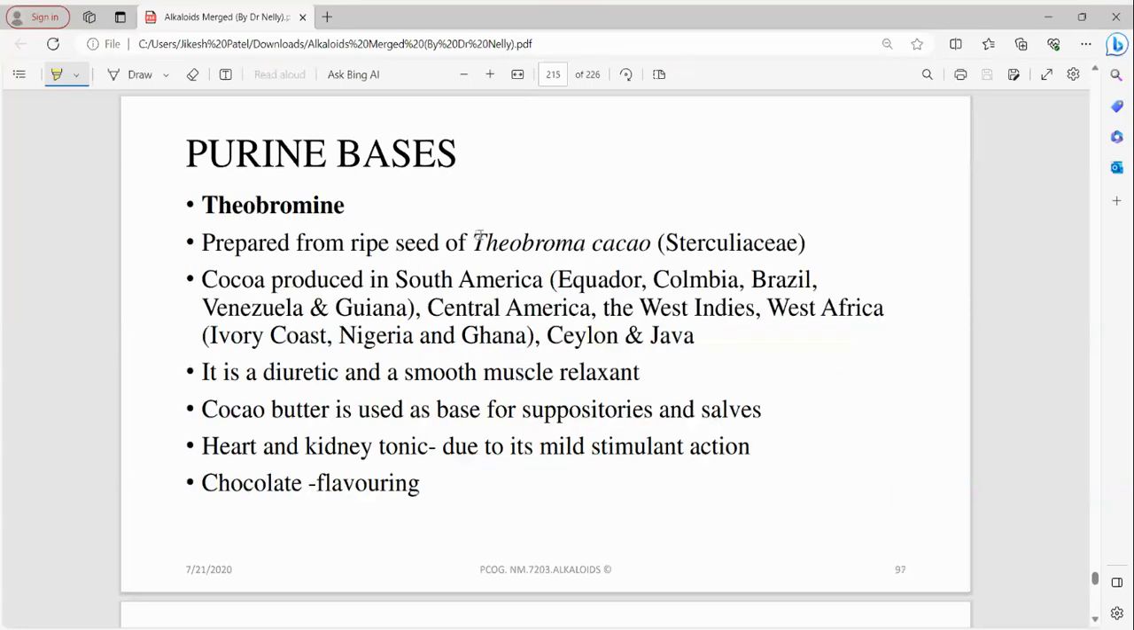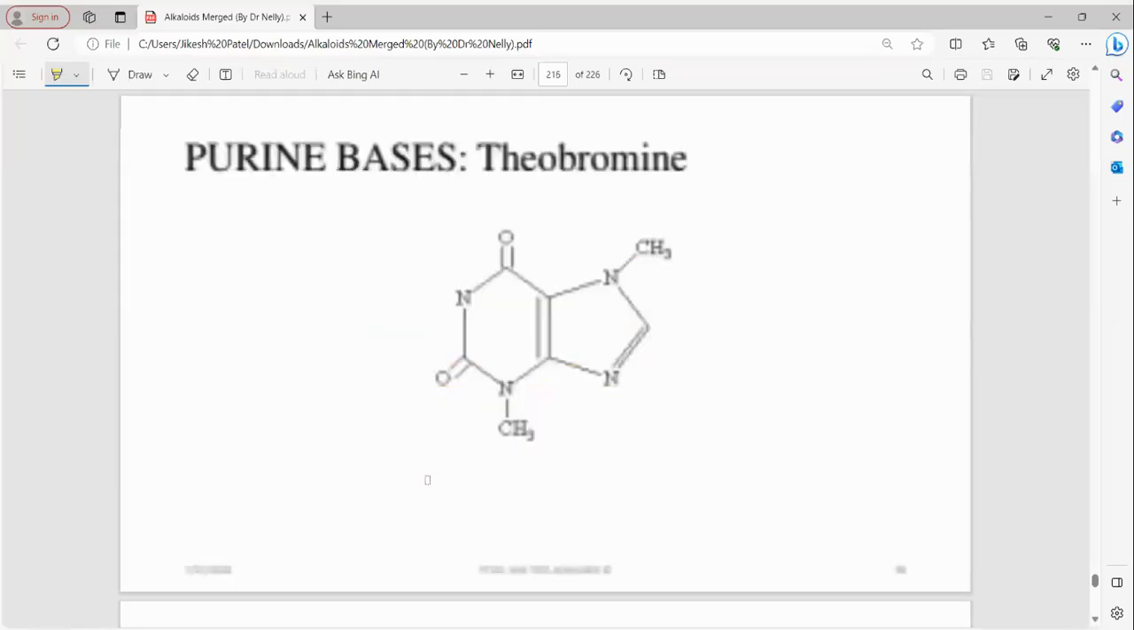So next is theobromine. We obtain it from Theobroma cacao, right? Like its brothers, it's also a diuretic. It has a diuretic activity, and it also relaxes smooth muscle. But majorly, we'll see theobromine in chocolate for flavoring. That's where theobromine majorly is.